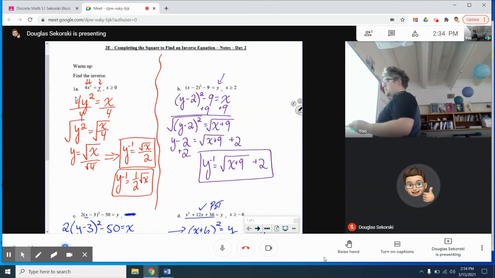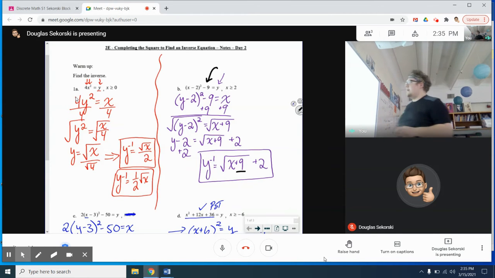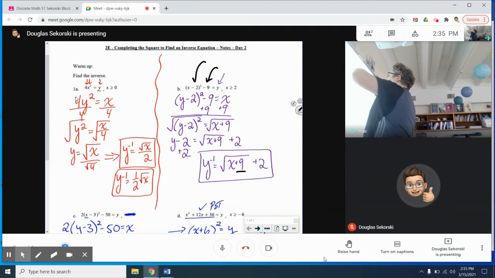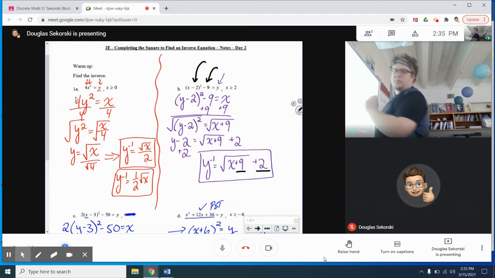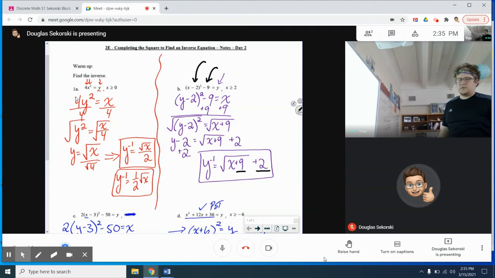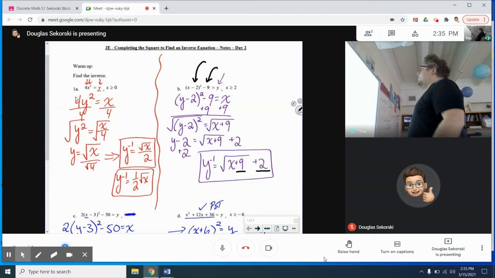So if you do a quick check, we originally had a minus 9 on the outside. That manifested itself as a plus 9 on the inside. And then we had a minus 2 on the inside, which changed into a plus 2 on the outside. So quick review on inverses.